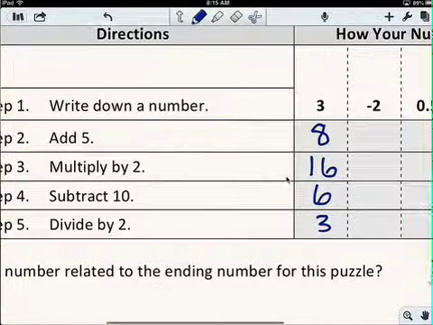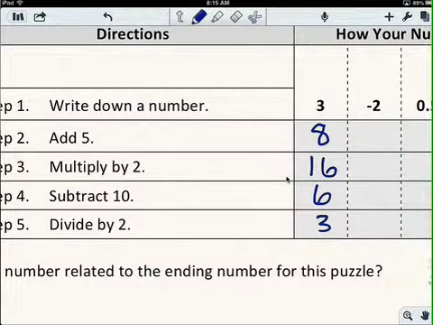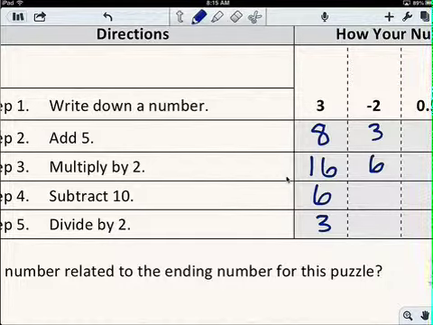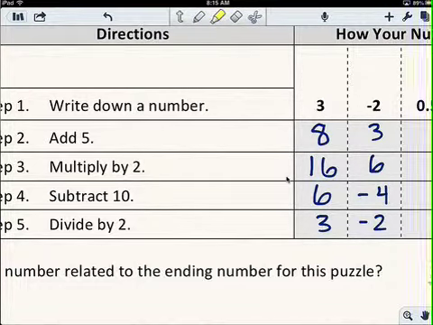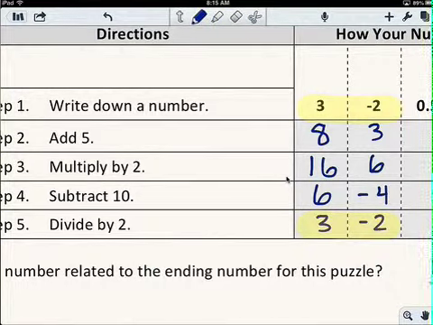Okay, let's try the next one. So -2. I'm going to start with -2, then step 2 is add 5. -2 plus 5 is 3. Multiply that by 2, I get 6. 3 times 2 is 6. Then I take 6 and subtract 10. 6 minus 10 is -4. And -4, I divide by 2 for step 5. -4 divided by 2 is -2. And I'm starting to notice this interesting thing as I work along. The numbers that I'm starting with are the numbers that I'm ending with, so that's kind of curious.